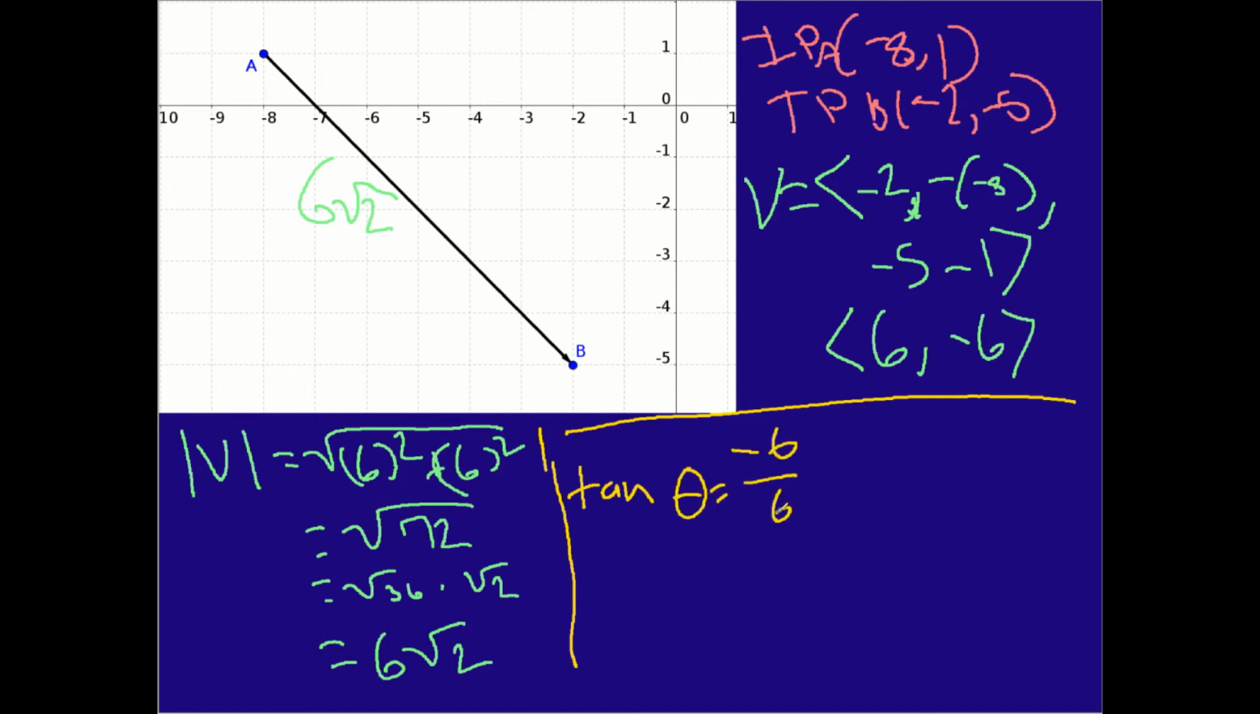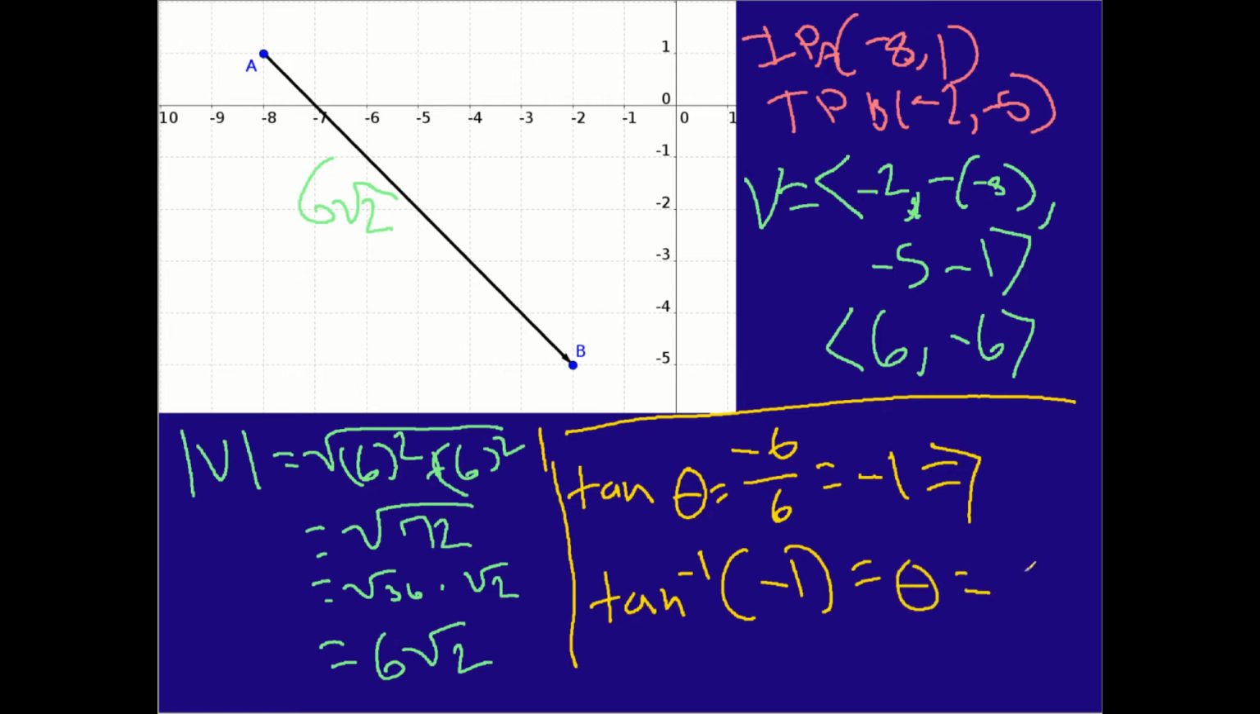Negative 6 over 6. And so we know that that's going to equal negative 1, because negative 6 over 6 is negative 1. Now we have to find the arctangent of that, because to find tangent we have to do the opposite, which is arctangent, the inverse, if you will. And so if you do that, you're going to have tangent to the negative 1, excuse me, of negative 1. And that is going to give you a theta of minus 45.